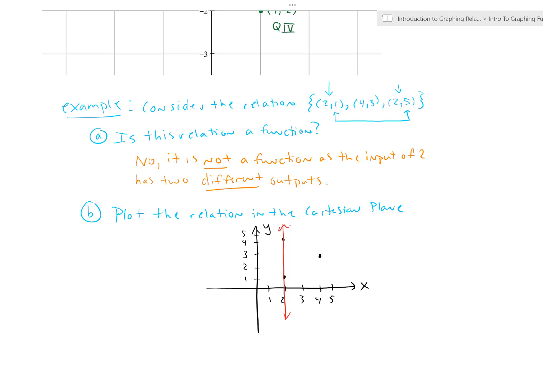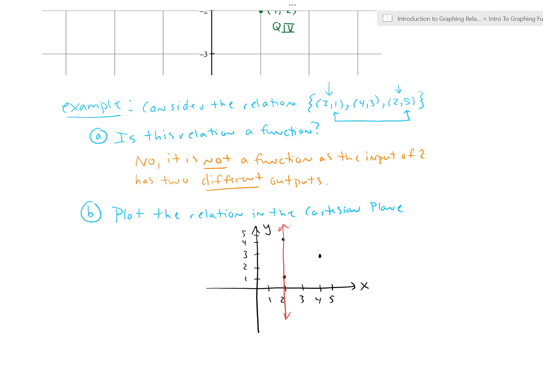That line is not part of the graph, but I'm just trying to show you that under this circumstance, that is something that is going to happen. In fact, if we have any situation of a relation which has 2 different outputs or more for one single input, then you're going to have this. That is, you can draw a vertical line through more than one point in the graph.